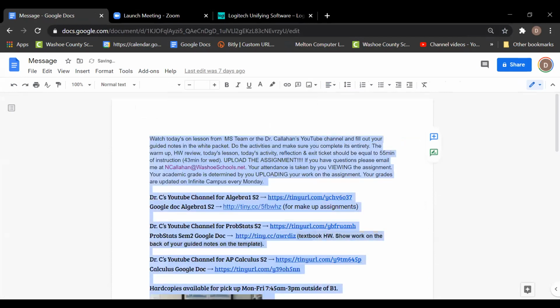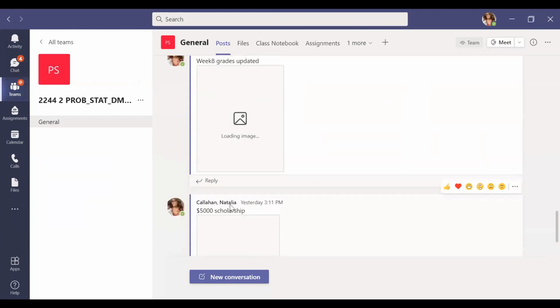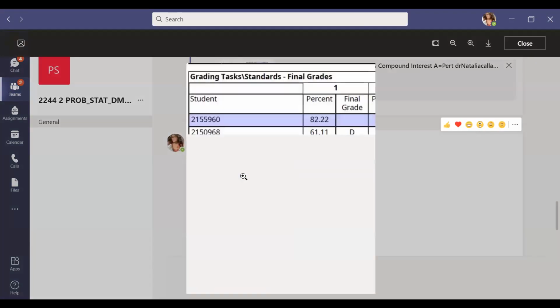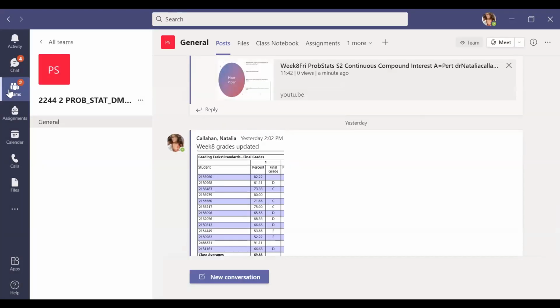Okay, let's go ahead and create the assignment for today. All right, so let's go to ProbStats. As you guys already know, your grades are updated on Monday. So here is your grades for this week for 5th period. I'll show 6th period in a second. Your class average here is a 69.83%. So take a look at your student ID and then find your grade.